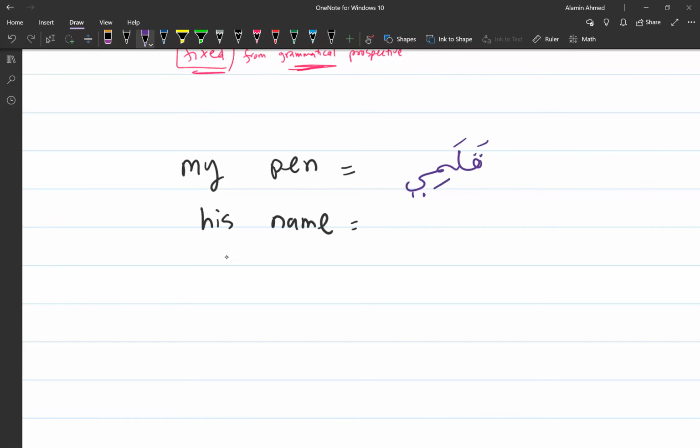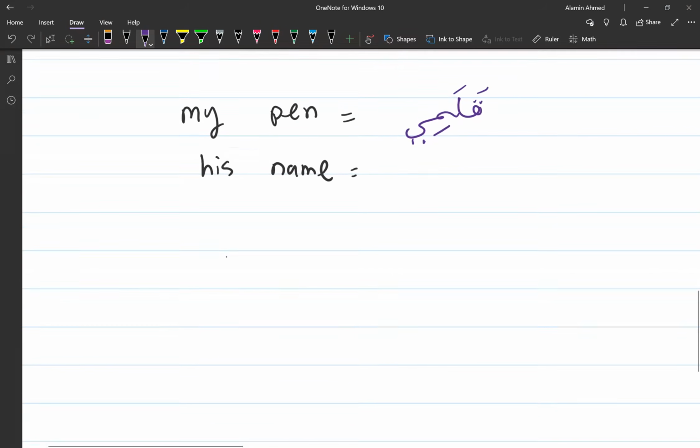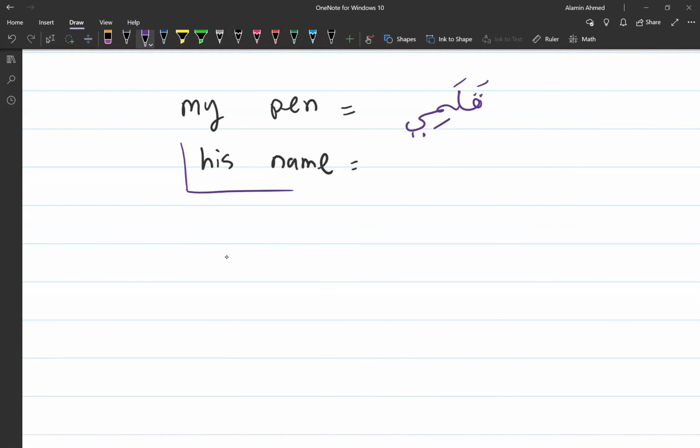Qalami. See, it should have been qalamui, right? But what's the rule? Rule is ya. If you have a ya, you better make the letter before it kasra. That's it. Doesn't matter what the other guy wants. You have to give kasra to the letter before ya. Okay, very good, nice. Now see if you can translate this one. His name. Do you know how to say name? Ismuhu. Excellent.